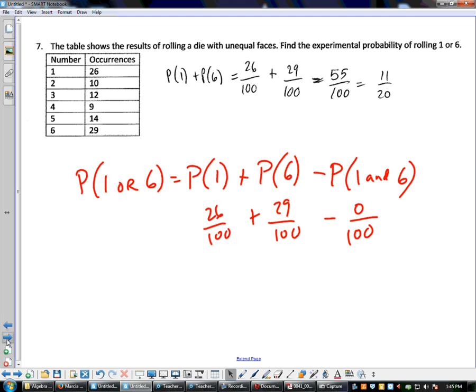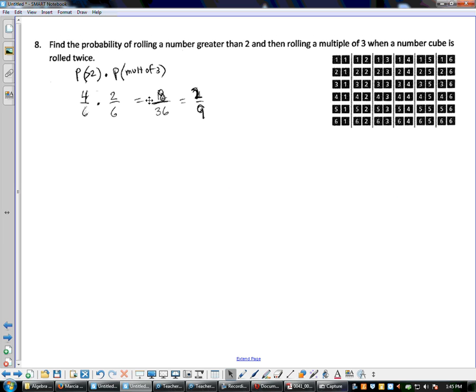Let's take a look at number 8. For number 8, it says find the probability of rolling a number greater than 2 and then rolling a multiple of 3 when a number cube is rolled twice. Well, the probability that you roll a number greater than 2 on a number die is 4 out of 6, because you could have rolled a 3, a 4, a 5, or a 6 out of 1, 2, 3, 4, 5, or 6. So that's 4 out of 6.